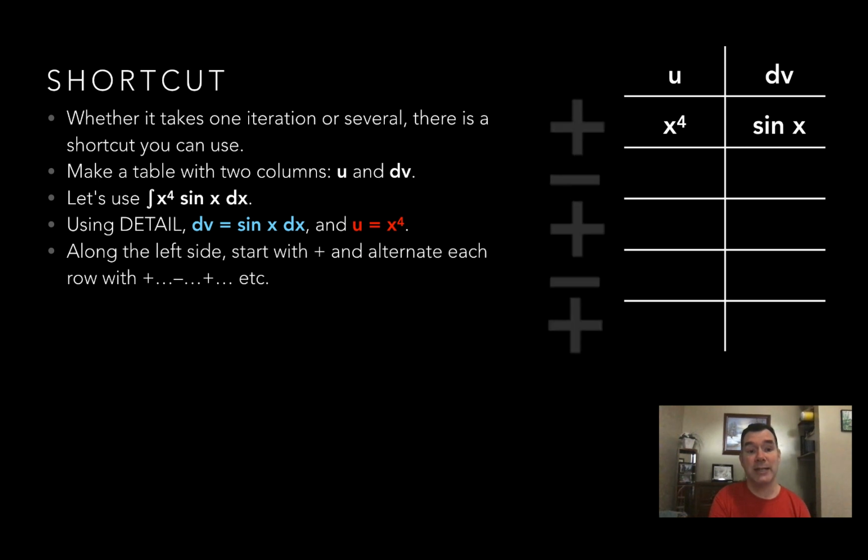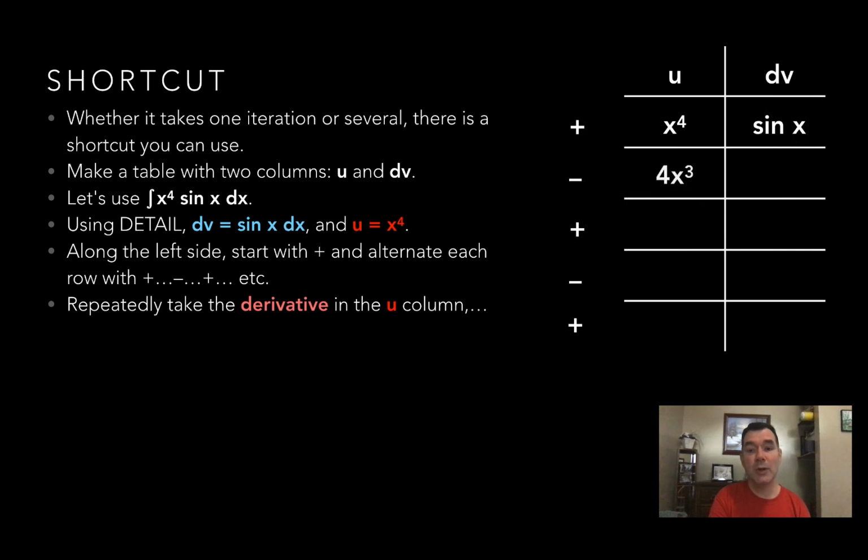So here's how I proceed. Along the left-hand side, I'm going to write plus and minus, alternating down throughout the rows of the table for as many rows as I need. So I'm going to take the derivative of whatever u is over and over again in that column marked u, and I'm going to take the antiderivative of whatever's in the dv column over and over again.